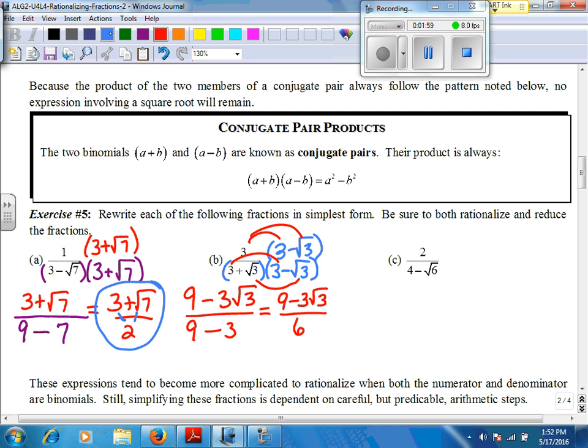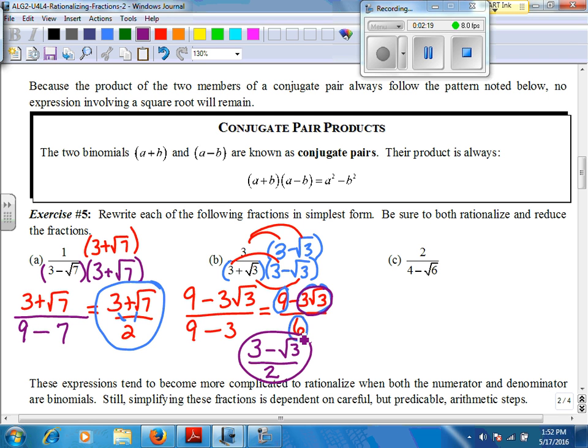But now in this case, the 9, the 3 square root of 3, and the 6 are all divisible by 3. So when we simplify those and divide everything by 3, 9 divided by 3 is 3. 3 square root of 3 divided by 3 is just 1 square root of 3. 6 divided by 3 is 2.